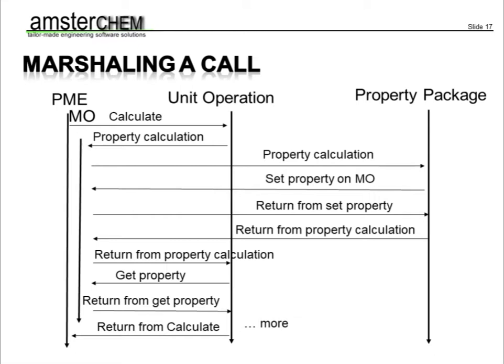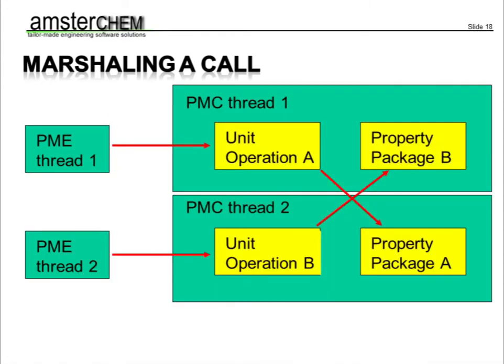And then the control returns to the property package, which returns the control to the PME. The unit operation must call the PME again to get the property result. Control finally returns to the unit operation, which surely does a bunch of more work before it's returning control to the PME. Now consider for a moment a scenario where we have two of such setups.